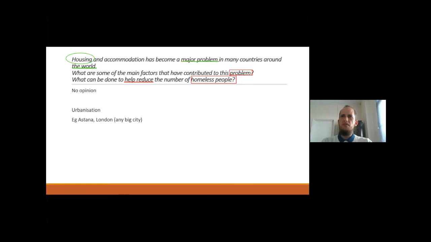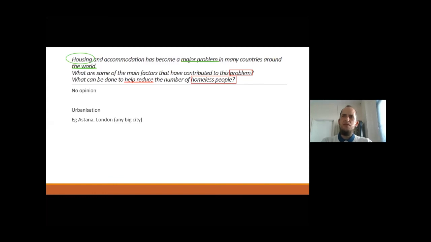Then what we want to have a look at is what can be done to help reduce the number of homeless people? And that doesn't necessarily correlate with urbanization. However, it could be one of the side effects of urbanization. It's not really all that linked together, but neither are those two questions. And what we're doing is we're answering each question separately.